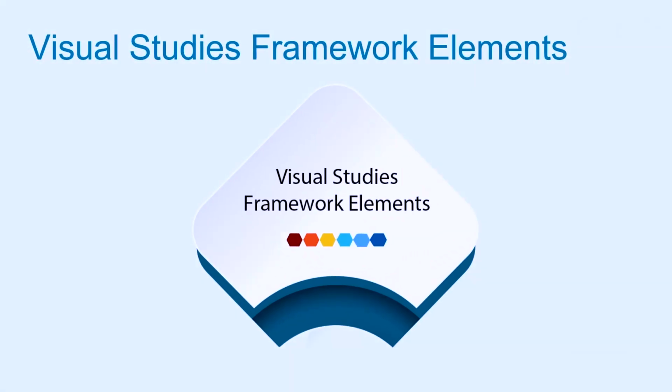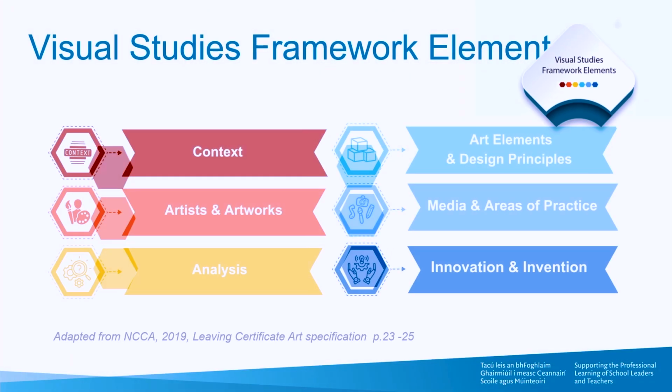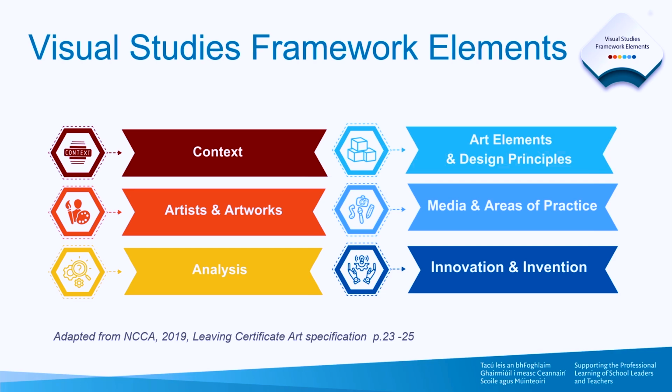As you can see on the top of the graphic, the Visual Studies Framework is structured around 6 elements. The 6 elements are context, artists and artworks, analysis, art elements and design principles, media and areas of practice, and innovation and invention. These elements and their associated descriptions can be found on pages 23 to 25 of the specification.